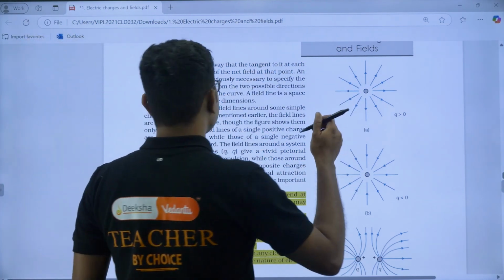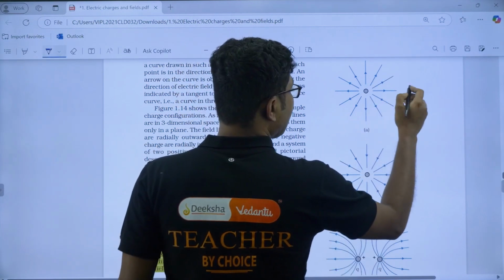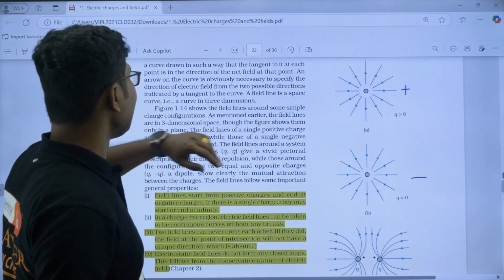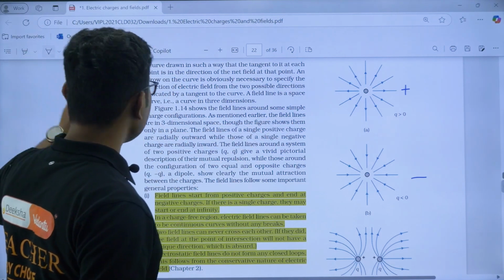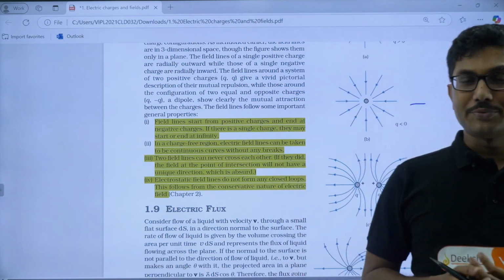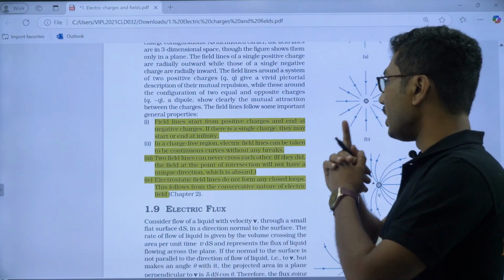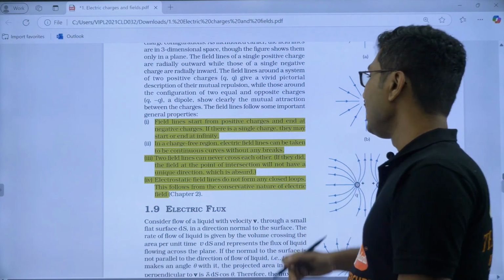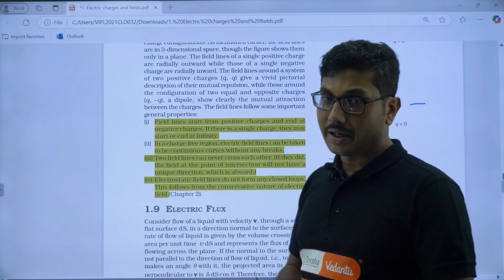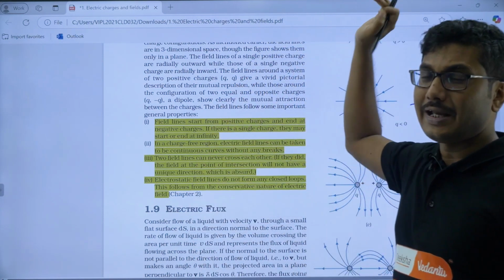So this is a positive charge and this is a negative charge. For a positive charge it is radially outward, for a negative charge it is radially inward. So the electric field line starts at a positive charge and ends at a negative charge. If there is only a single charge, the lines may start or end at infinity. If there is only one charge, then the electric field lines can start at infinity and come to this point.